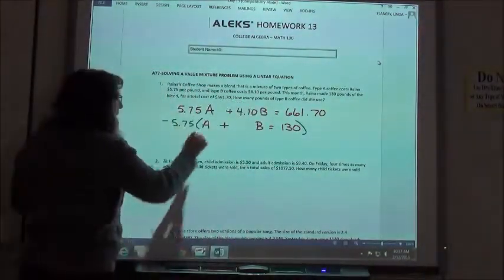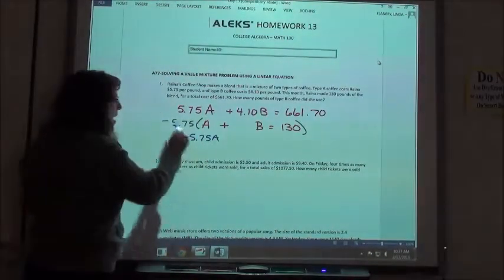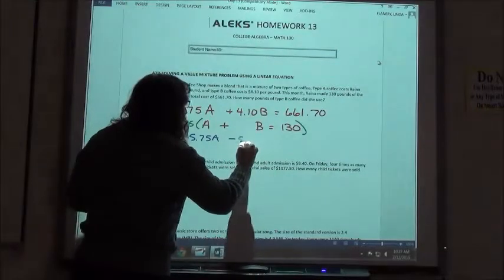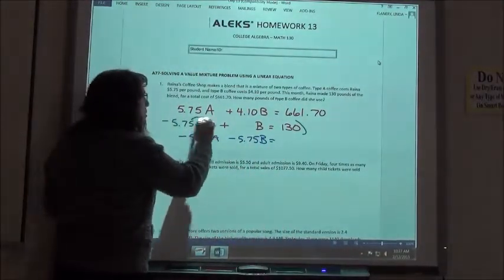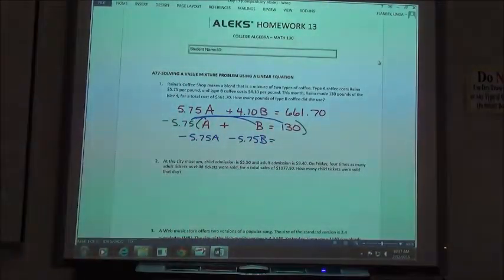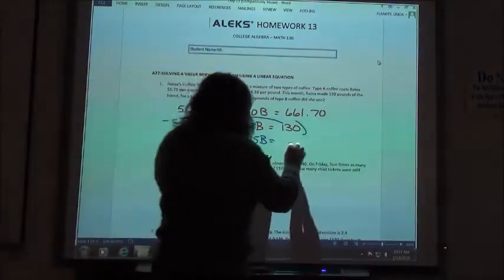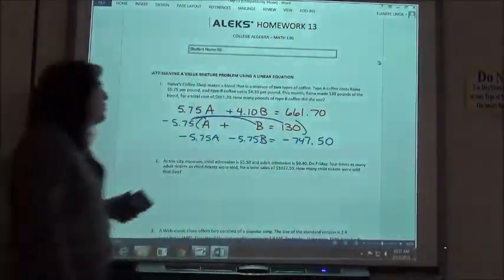So I'm going to have negative 5.75 times A. I'm going to do negative 5.75 times B. And I also have to take the negative 5.75 times that 130. So 130 times negative 5.75 gives me negative 747.5. I'm going to add the 0 since I'm doing money.